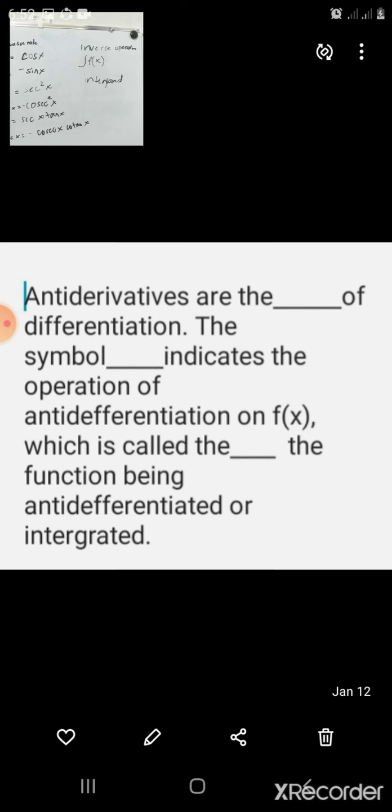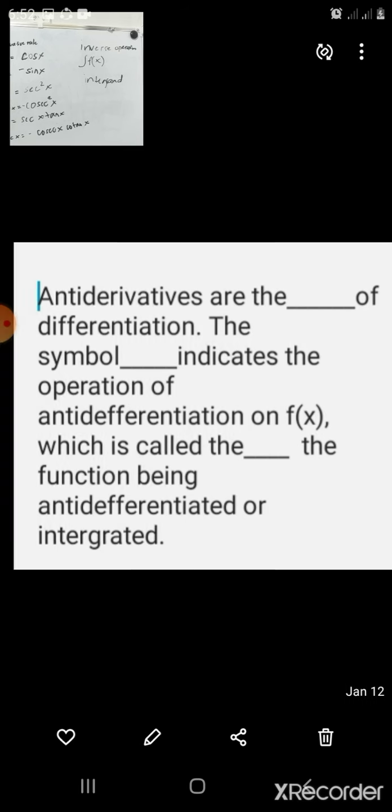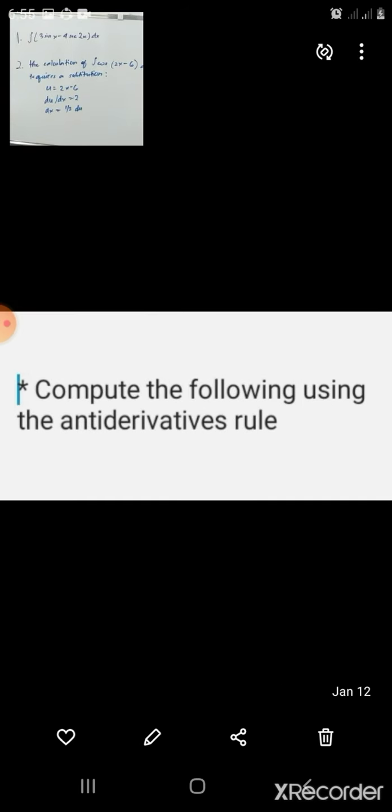Now I would like you to get one half sheet of paper and compute the following using the antiderivative rules. I'm going to give you 5 minutes to answer, and then we will check your answers. Alright, you are done now.